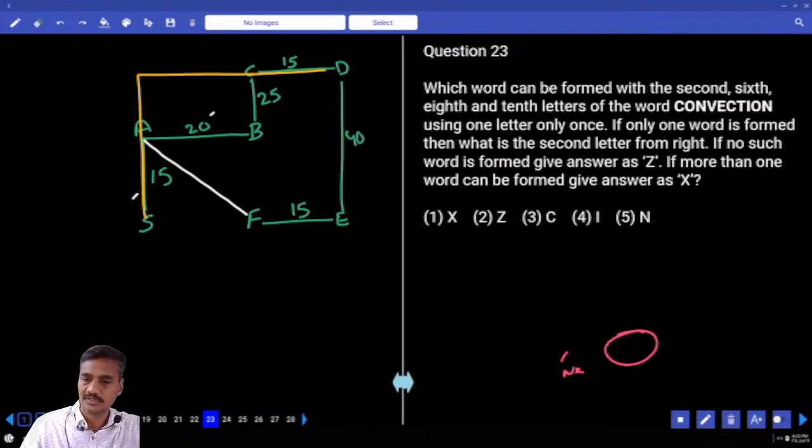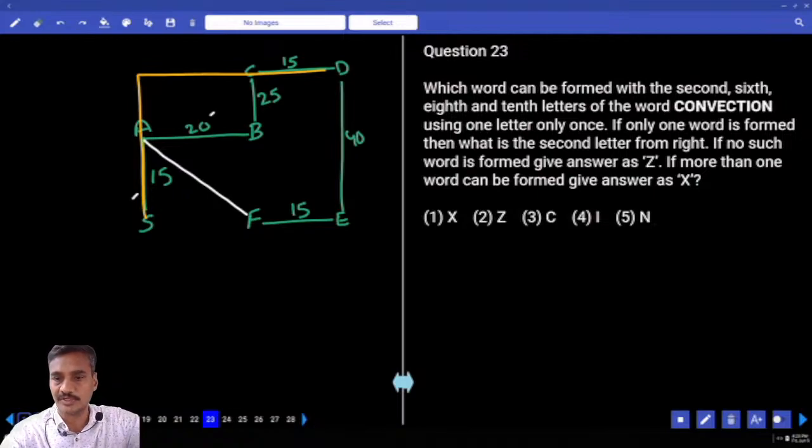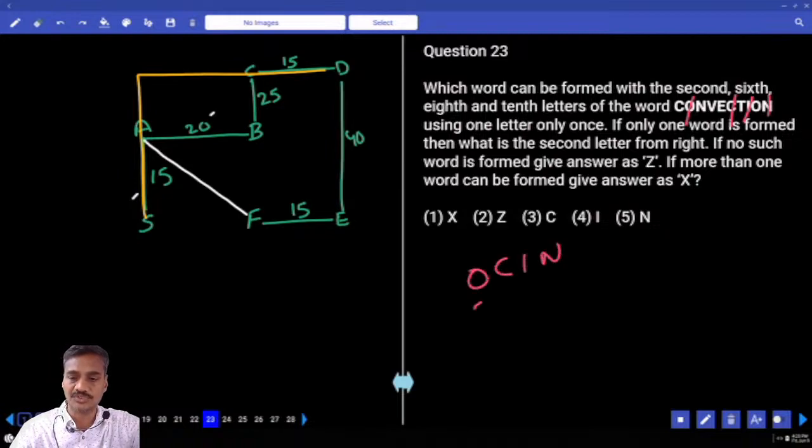23rd. Now word formation. Now 2, 6, 8, 10. 2, 3, 4, 5, 6, 8 and 10. What are the letters we have? O-C-I-N.